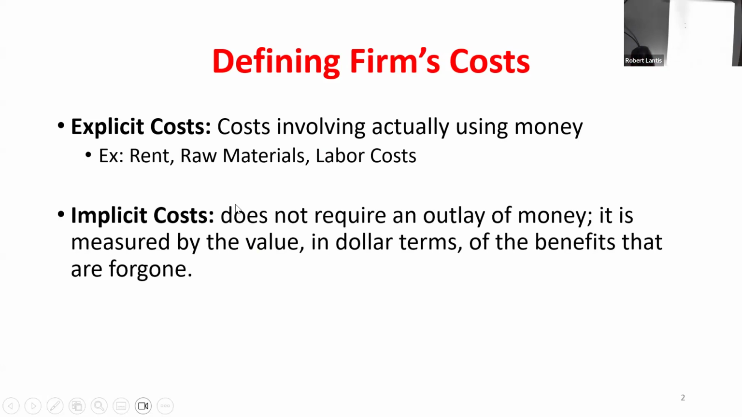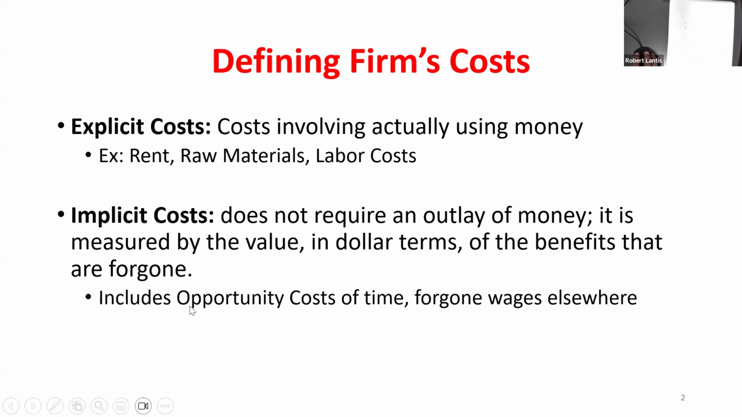Implicit costs may not require me to hand over a certain amount of money, but it could be something that I'm foregoing. We'll go through some examples, but think about it this way: if I take a job, let's say I'm in Bloomington and I'm a lawyer and I choose to work for the university, and they pay me a certain amount of money, I'm making, say, $150,000 a year.